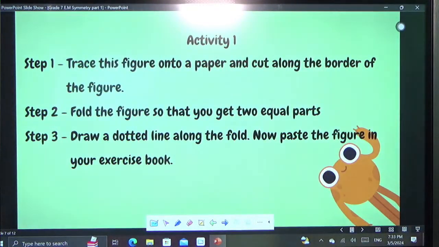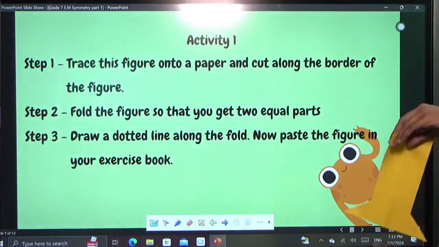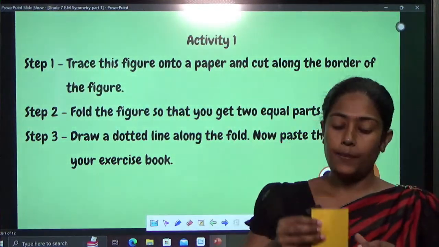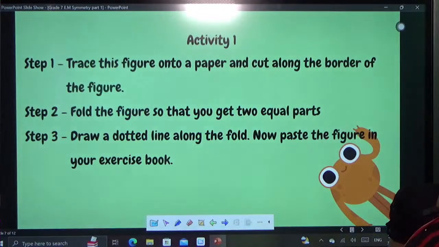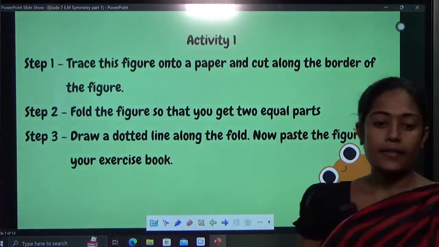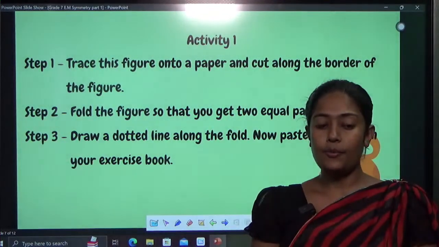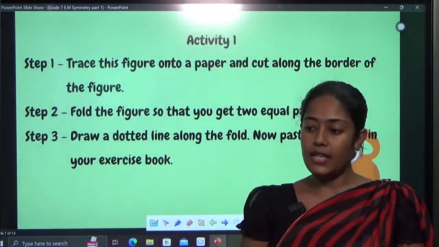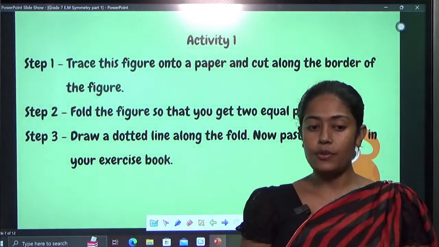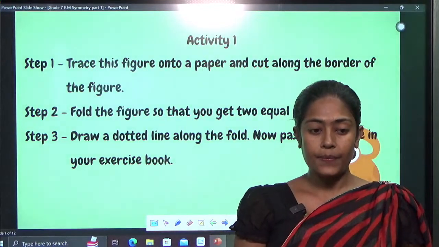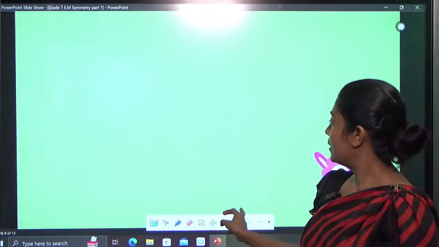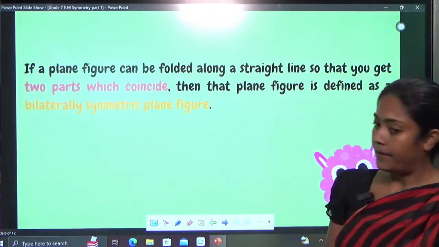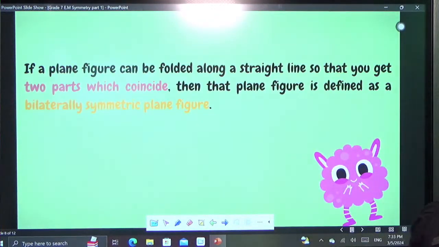We'll see the activity again. First, you have to trace this figure on a paper and cut it out. Then you have to fold that one into 2 equal parts. Then you have to mark that fold line in dotted line. Finally, you have to paste that one in your exercise book, right? We'll see the next part, right?